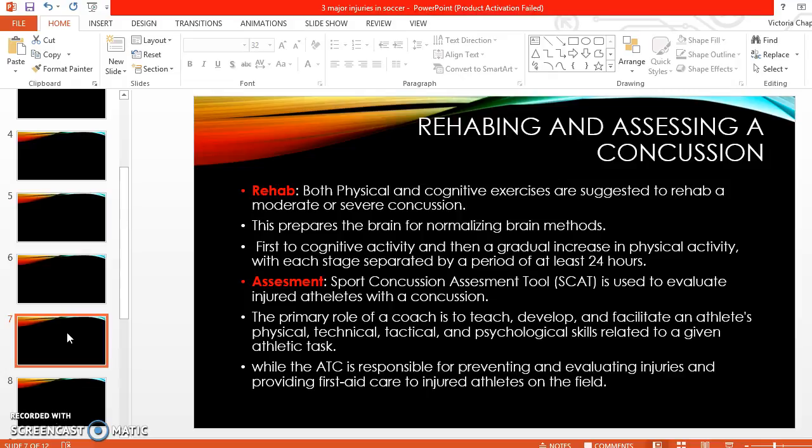The primary role of the coach is to teach, develop, and facilitate an athlete's physical, technical, tactical, and psychological skills related to a given athletic task, while the athletic trainer is responsible for preventing and evaluating injuries and providing first aid care to injured athletes on the field. So that's the difference there. But both coaches and athletic trainers should be aware of the SCAT format.